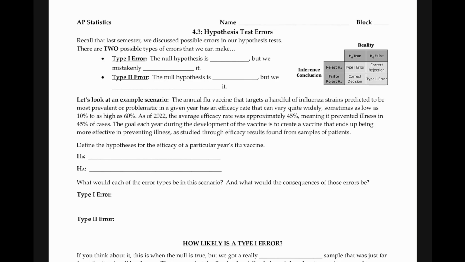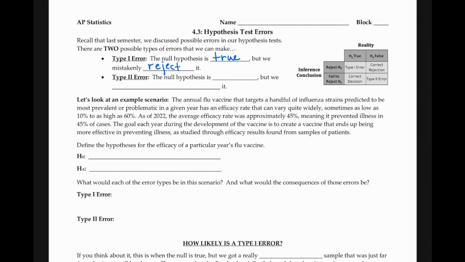So a type 1 error is when the null hypothesis is true, but we mistakenly rejected it. So it turns out the null hypothesis is true, and we, from our sample, ended up rejecting it and saying that we don't think it's true.